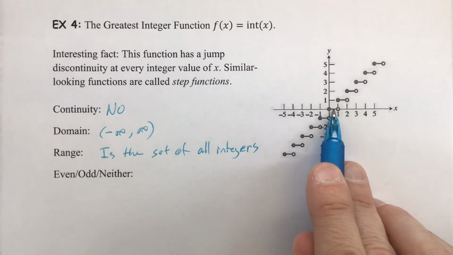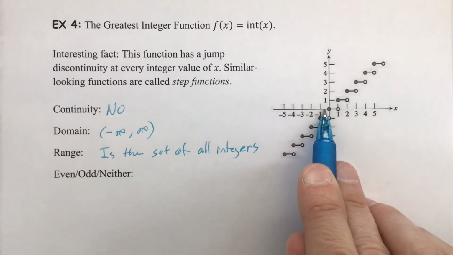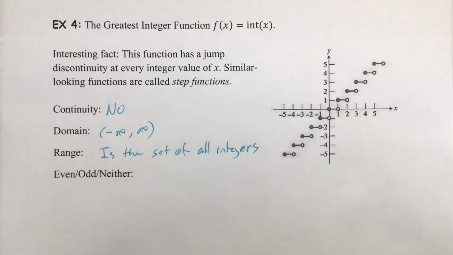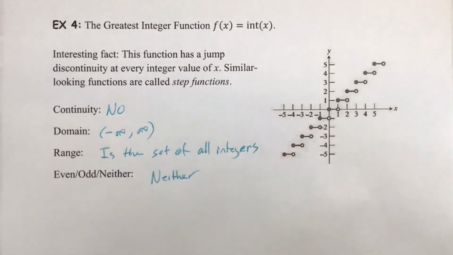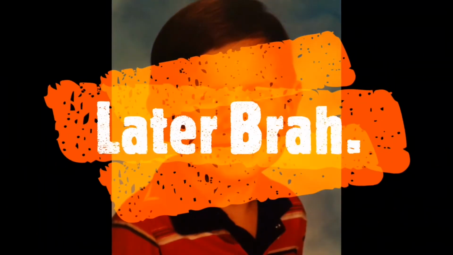Now for this to be an odd function, that point would need to match up to a point on the opposite side of the point of symmetry, which would be here, and that does not exist. It does not exist there. So this will not be odd. This will be neither.